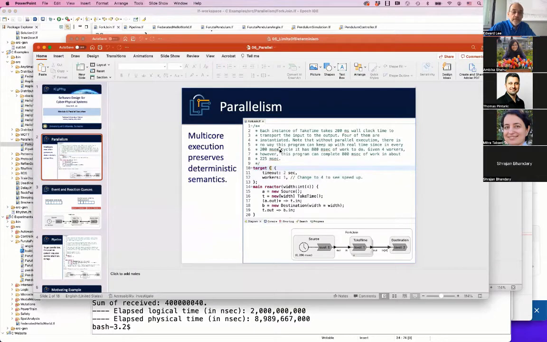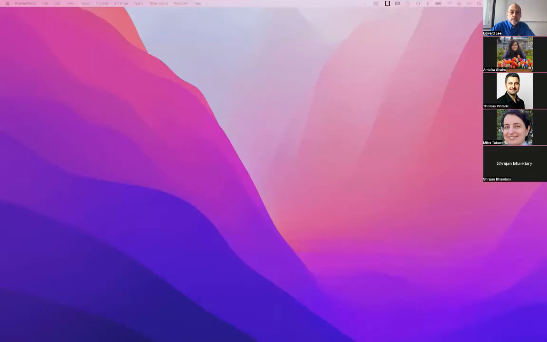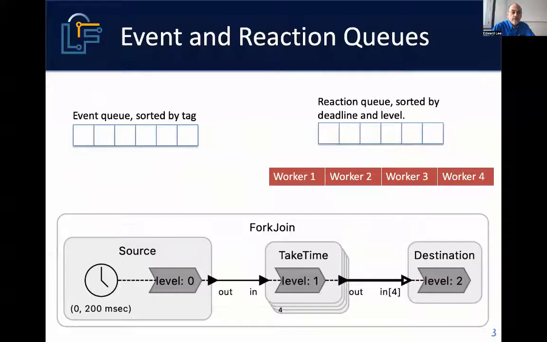So let's look at how this actually executes. And here, a blackboard would help a lot, but I'm going to try to do this on my computer because I don't want to try to do this in the back of the room. So suppose we have 4 worker threads.